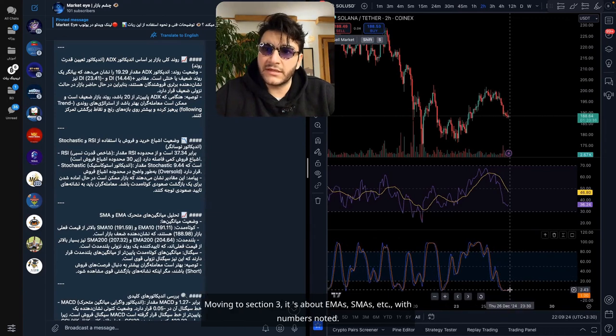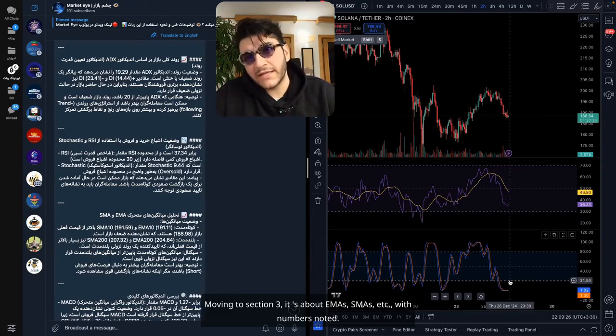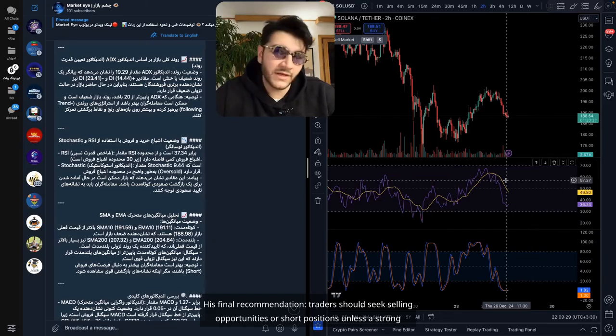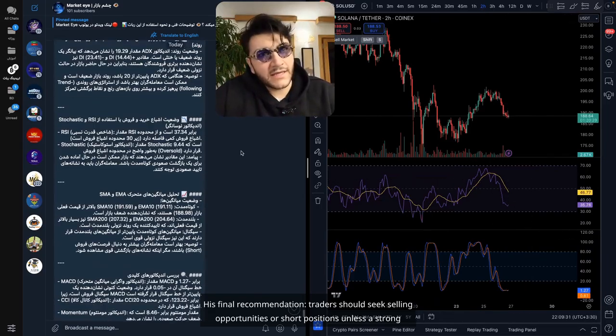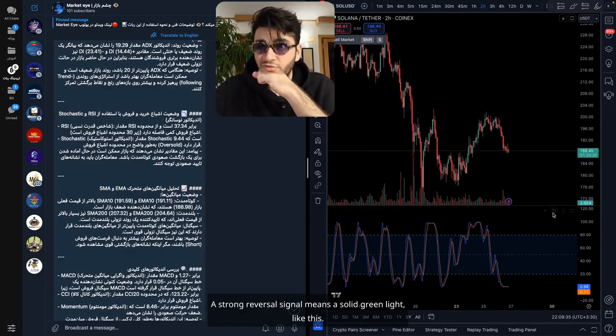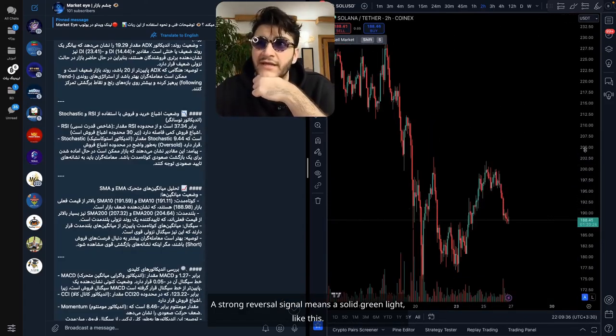Moving to section 3, it's about EMAs, SMAs, etc., with numbers noted. Comparing EMA and SMA involves many factors. His final recommendation: traders should seek selling opportunities or short positions unless a strong reversal signal appears. A strong reversal signal means a solid green light, like this.